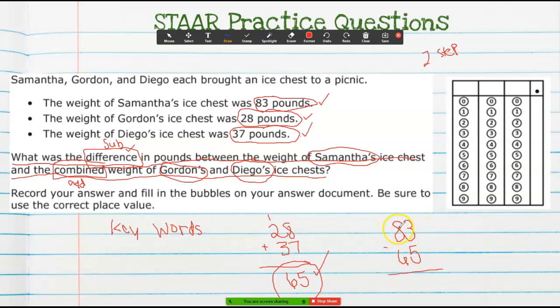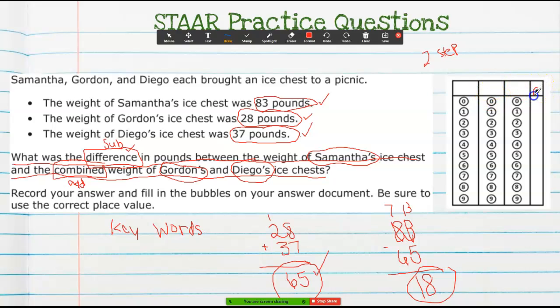Okay, 3 minus 5, I can't do that, so I'm going to borrow. My 8 turns into a 7. My 3 turns into a 13. 13 minus 5 is 8. 7 minus 6 is 1. So here, now I take my answer.